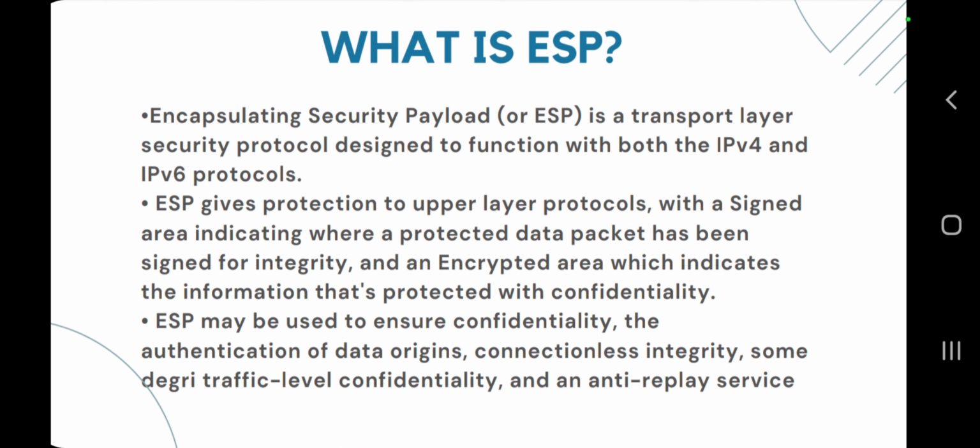It is a transport layer security protocol designed to function with both the IPv4 and IPv6 protocols. It gives protection to the upper layer protocols with a signed area indicating where a protected data packet has been signed for integrity, and also an encrypted area which indicates the information that's protected with confidentiality. ESP may be used to ensure confidentiality, authentication of data origin, connectionless integrity, some degree of traffic-level confidentiality, and an anti-replay service.